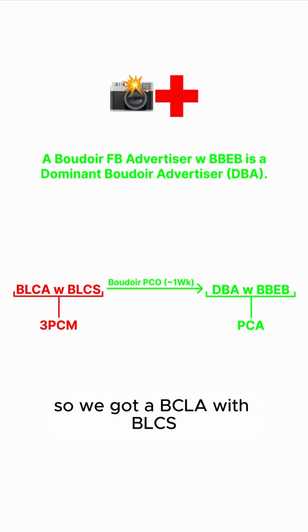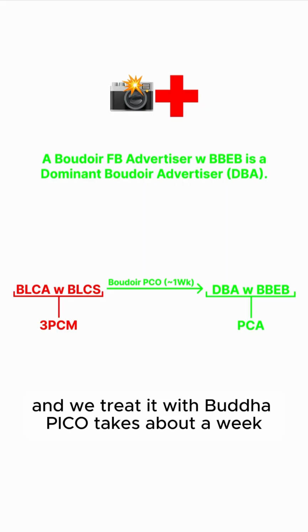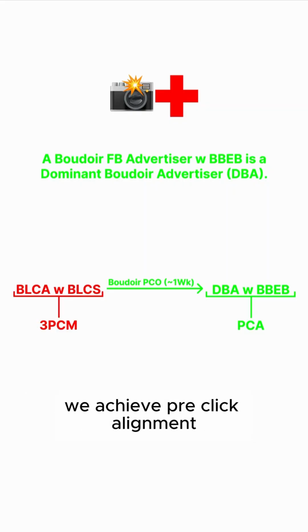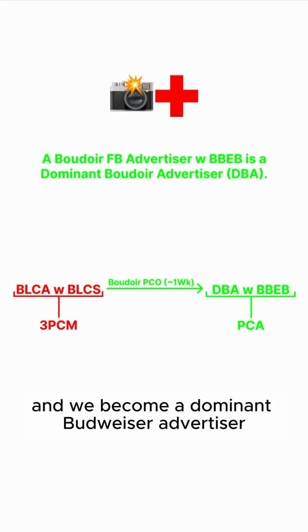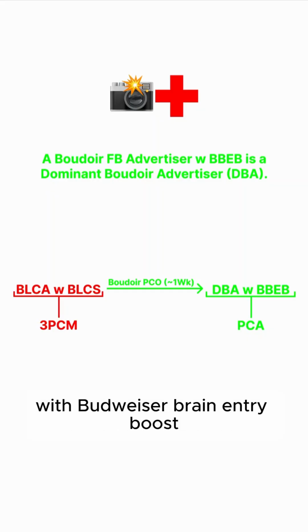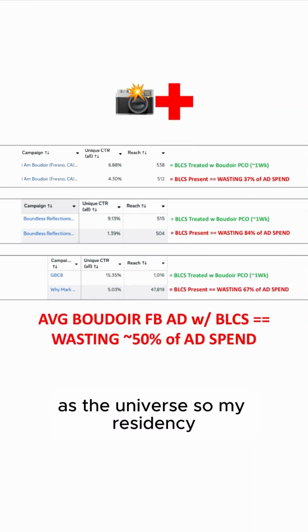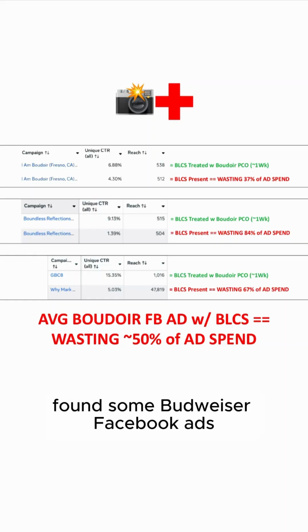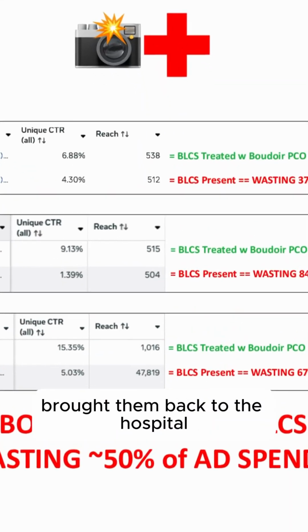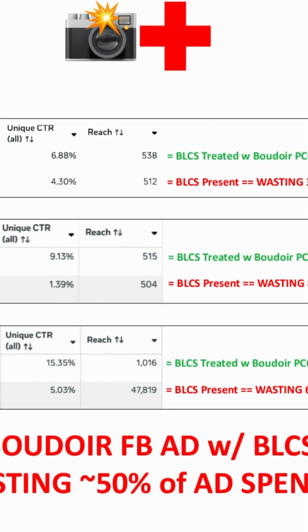So we have a BLCA with BLCS, caused by the 3 pre-click mistakes. And we treat it with Boudoir PICO, which takes about a week. We achieve pre-click alignment, and we become a dominant Boudoir advertiser with Boudoir brain entry boost. That's the universe. So in my residency, I went in, found some Boudoir Facebook ads, brought them back to the hospital, tested them, patched them up.